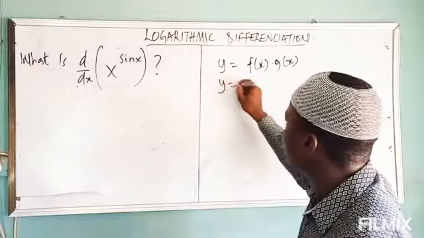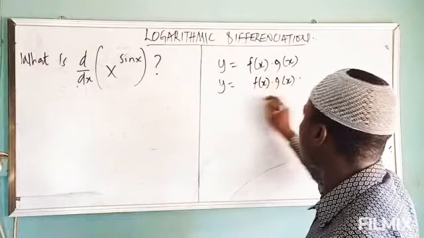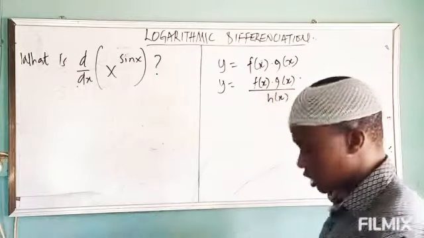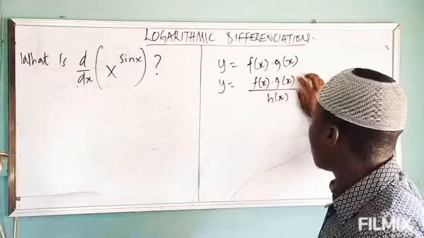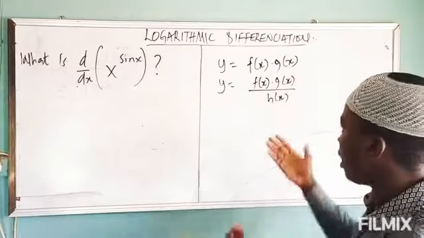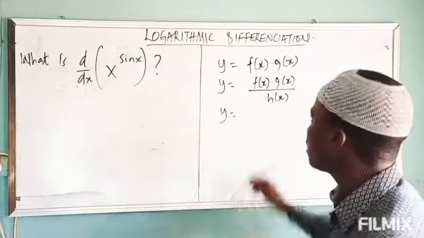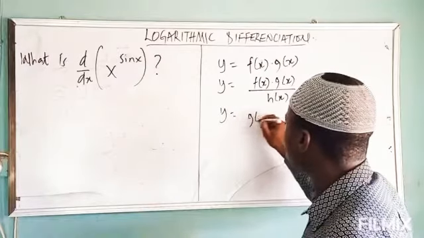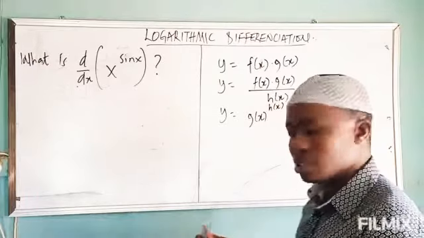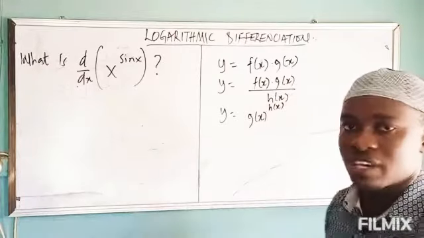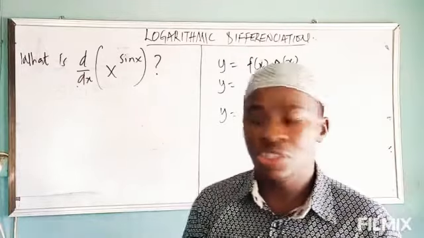Or if you have y equals f of x g of x over h of x. Can you see that? This is a combination of products and division, and we can as well use logarithmic differentiation. Also, the third one is if you have a function to the power of another function, that is, g of x raised to the power h of x, understand? So we use logarithmic differentiation to solve.